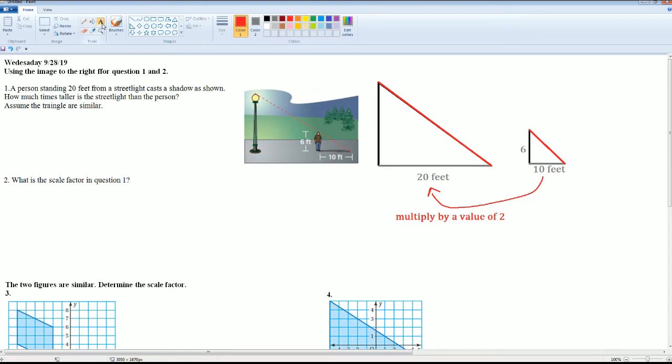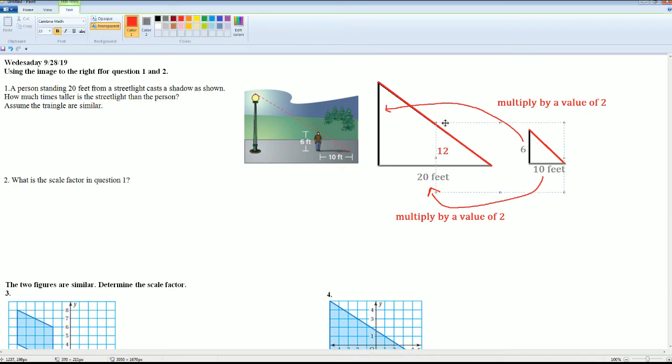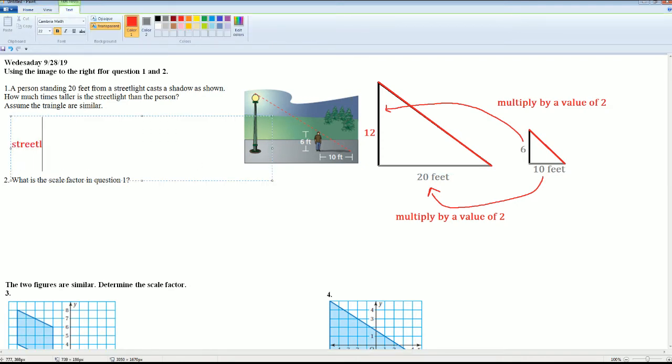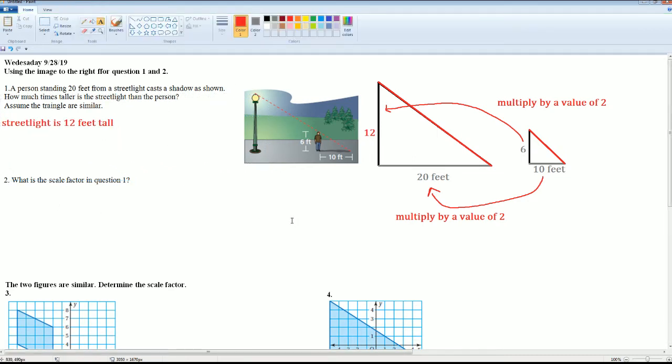So the person's height, which is 6, to the lamppost. What do you do to go from here to here? Exactly like what it says. Multiply by a value of 2. So what is 6 times 2? That becomes 12. There you go. So you would say that the street light is 12 feet tall. Good?